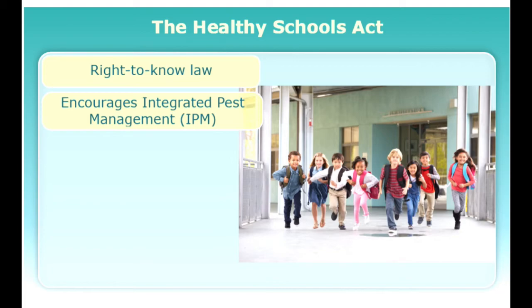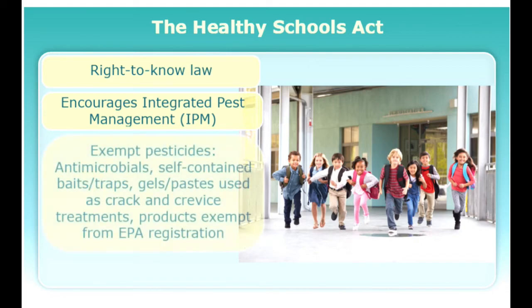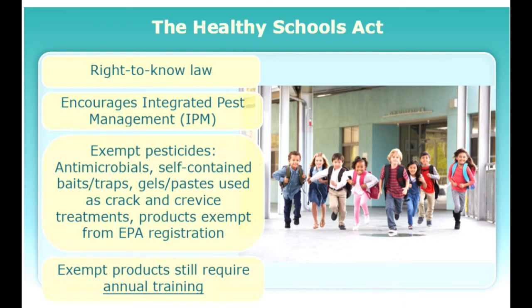There are certain requirements that must be met in order to comply with the Healthy Schools Act. Sanitizers and disinfectants are exempt from most of the requirements, except the annual training we're taking now, since they are needed for health and safety reasons. Other exempt pesticides are those that have a reduced exposure risk, such as self-contained baits and traps, or gels and paste used in cracks and crevices. Products exempt from EPA registration because of their low toxicity are also exempt from most of the Healthy Schools Act requirements, except for the annual training. Since you may also be using other pesticides in your facility, let's go over all the Healthy Schools Act requirements now.